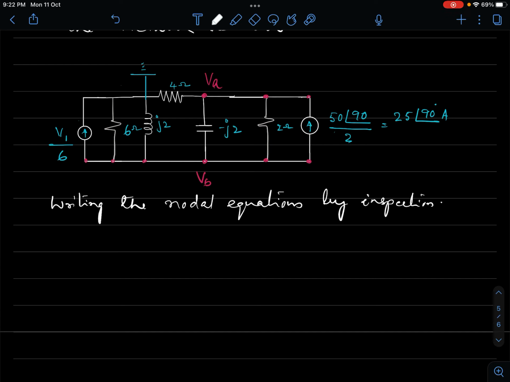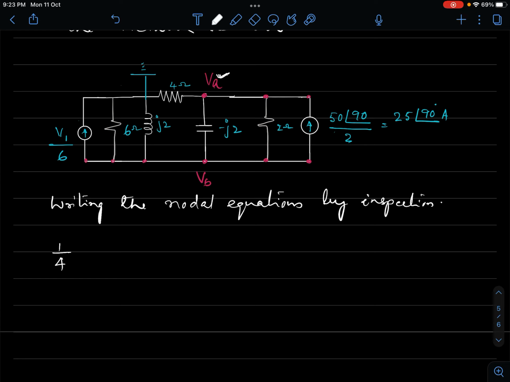Okay, so we will try to write the nodal equation. We write one equation at node VA and another equation at node VB. It is the sum of the admittances meeting at node A. When we write a nodal equation for node A, whose potential is VA, we take the sum of the admittances meeting at node A. The 4 ohm is connected to VA, so obviously you get 1 by 4 as its conductance.